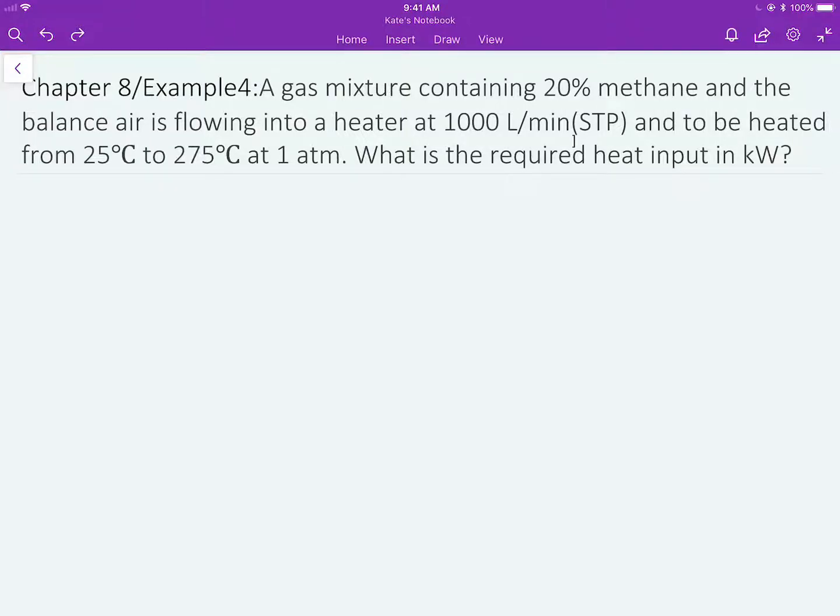In this example, I will show you how to calculate heat for energy in a non-reactive process. Given a gas mixture containing 20% methane and the balanced air flowing into a heater, based on that, I can start drawing the flow chart. 20% methane, that's 0.2 mole fraction, and the balanced air is flowing into a heater.